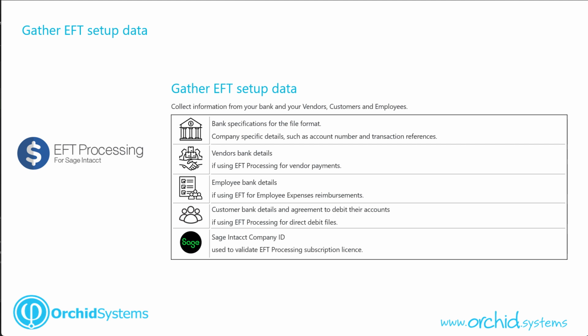In the first part of this presentation, we're going to focus on the information you need to gather before you start implementing the software in Sage Intacct. You're going to be collecting from your bank the bank specifications for the file format and some company-specific details such as your account number and some other transaction references. From your vendors, employees and customers, you will be collecting the bank details to pay them or to process the direct debit. And then you will need the Sage Intacct company ID so that we can validate your subscription license and provide an activation code.